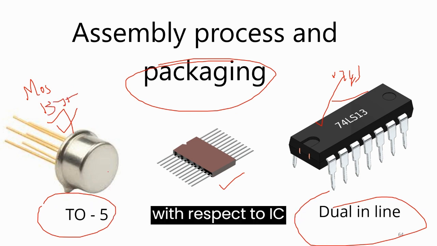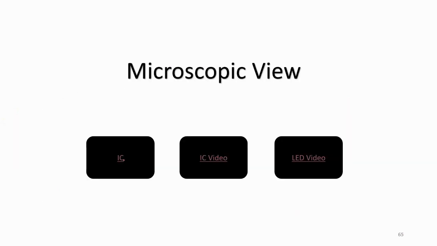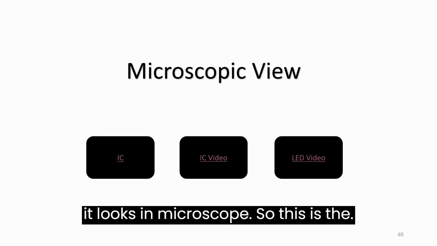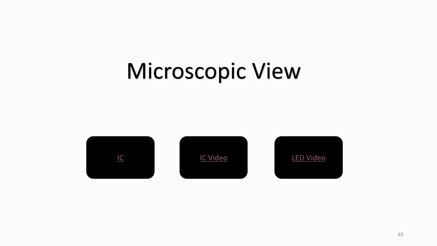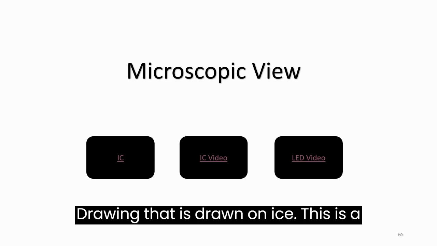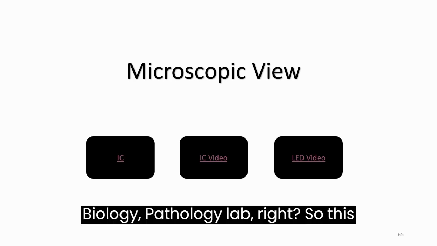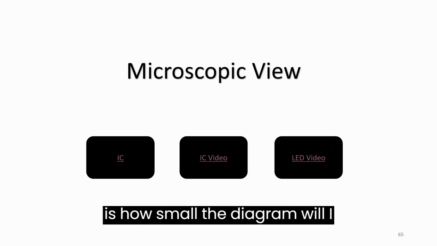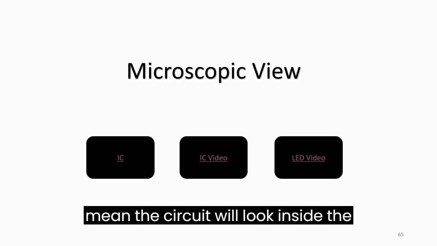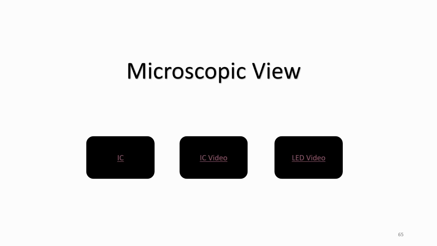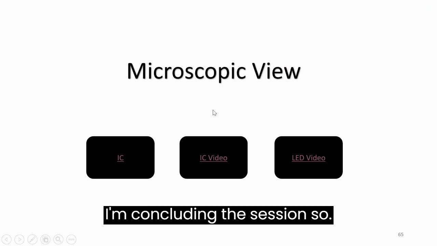So this is with respect to IC fabrication. I will show an image that will help you understand how it looks in a microscope. This is the image or the drawing that is drawn on an IC. This is a photo taken in our microbiology pathology lab, right? This is how small the circuit will look inside the IC. So with this, I'm concluding the session.